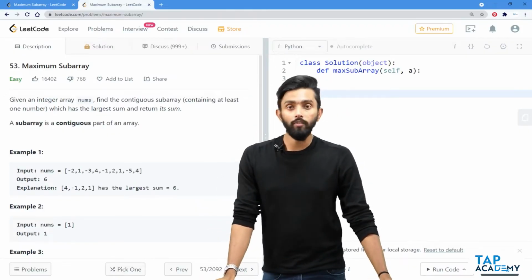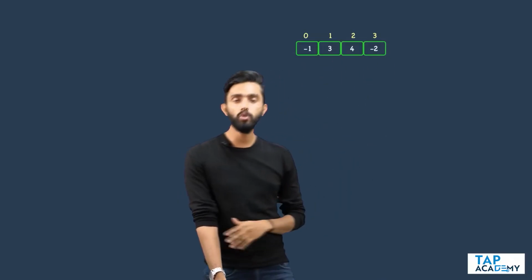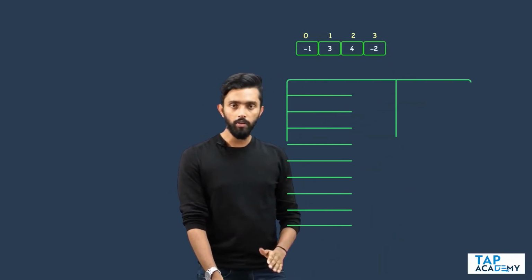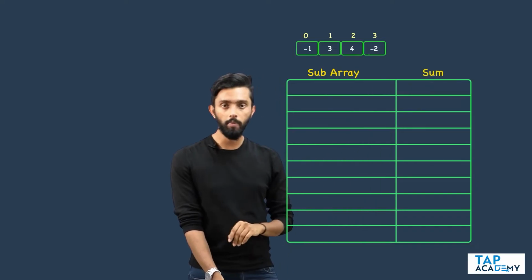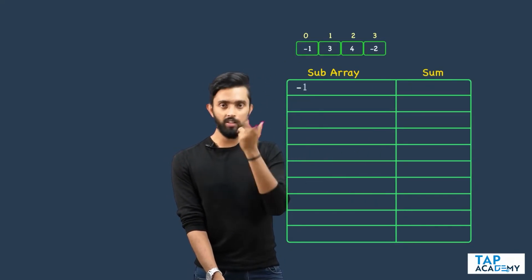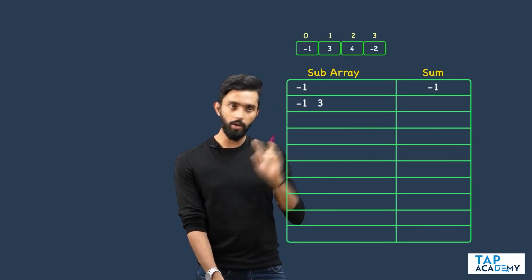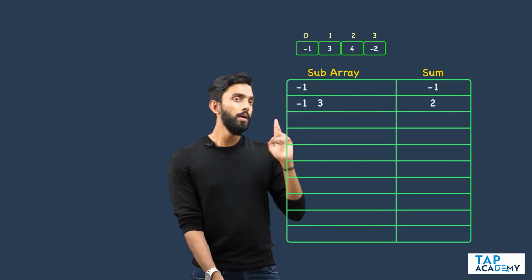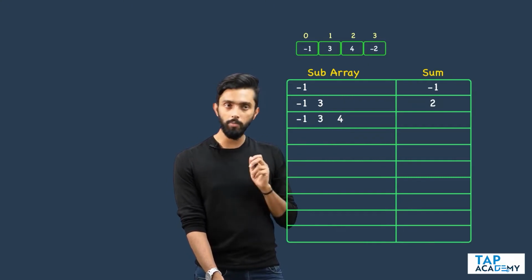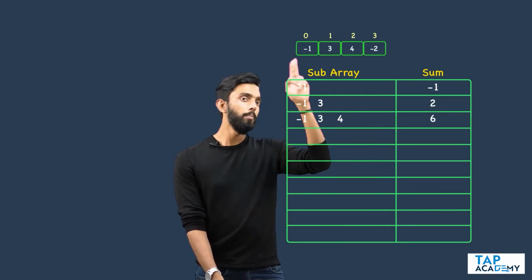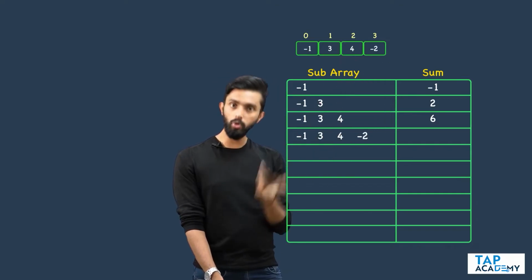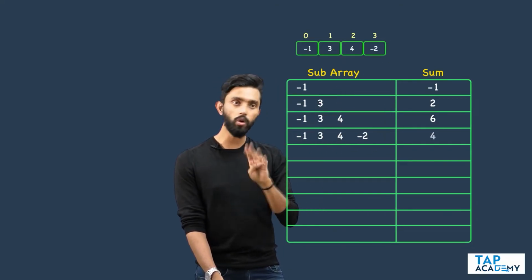Now, how can we go and solve this? Let me show you. First and foremost, just to give you an idea of what you mean by a subarray, I am taking an array, minus 1, 3, 4, minus 2. I am creating a table where I have subarrays and their sum. The first subarray is minus 1, sum is minus 1 only. Minus 1 and 3 is another subarray, if I add them together, 2 is the sum. Minus 1, 3 and 4 is another subarray, sum is 6. Minus 1, 3, 4, minus 2 is also a subarray, which added together is 4.